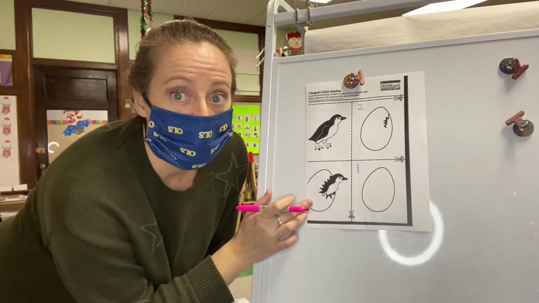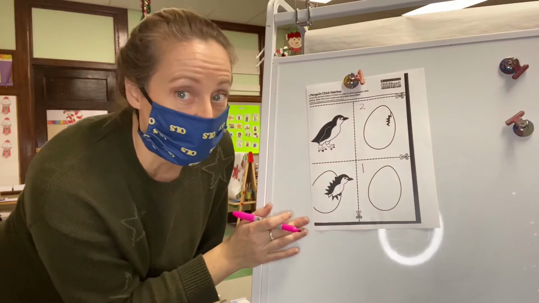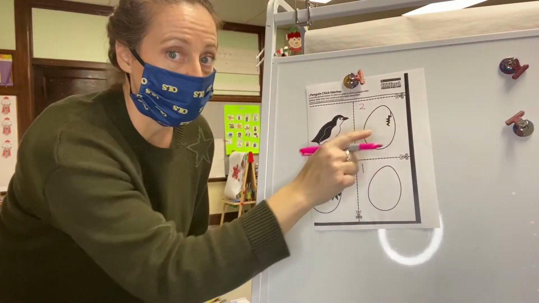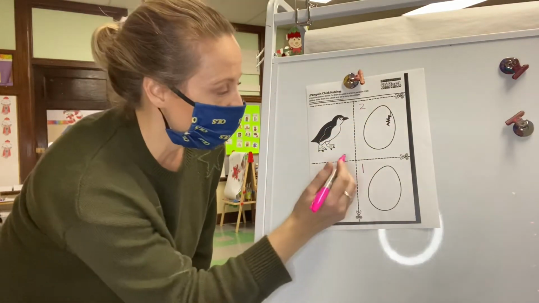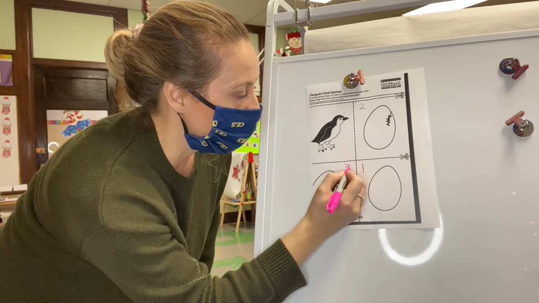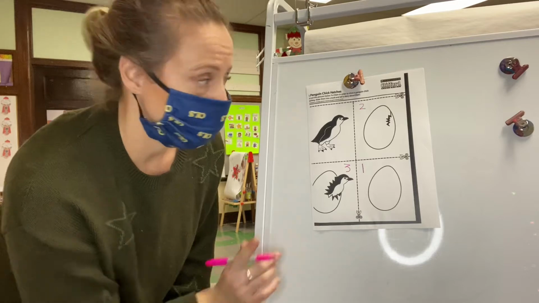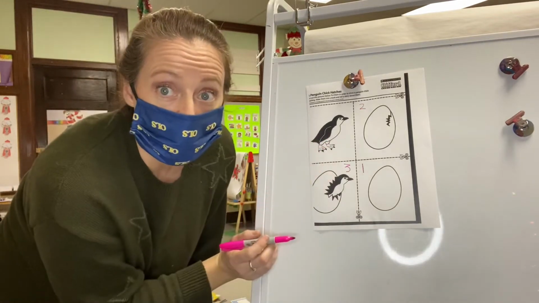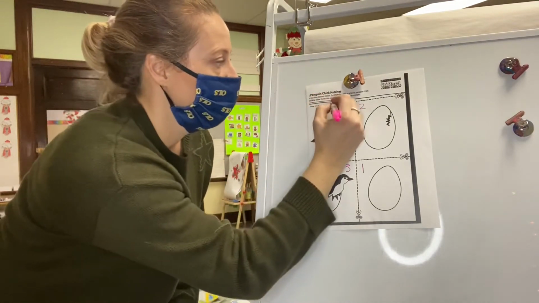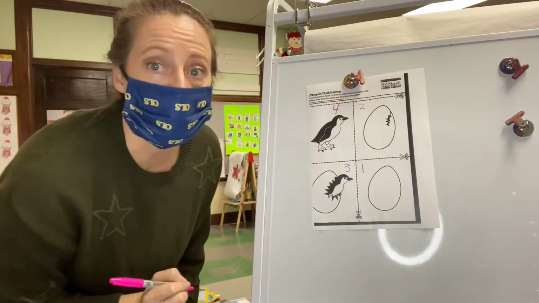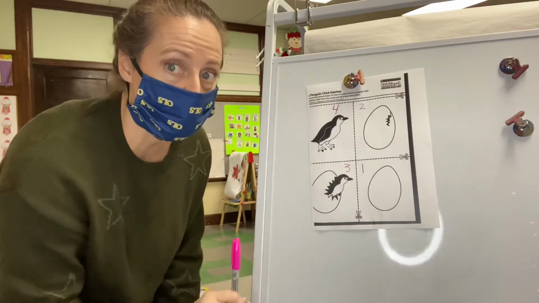Look at this one. The bird is poking its head out of the egg. It made a crack, and then it poked its head out. So that would be 3. So I drew a little 3 here. And then there he is. He popped out. 4. So I have 4 pictures and I put them in order.